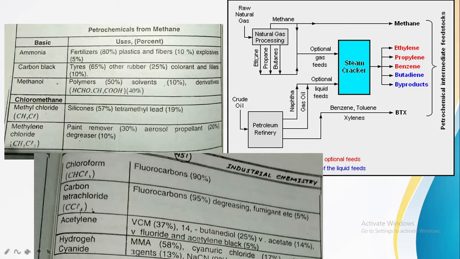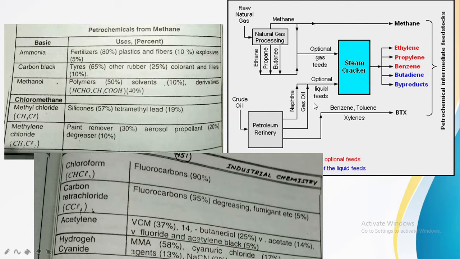So this is the raw natural gas, which is going to be processed into ethane, propane and butanes. These are going to be converted into optional gas feeds, and the steam crackers are going to treat them. Afterwards ethylene, propylene, benzene, butadiene and byproducts are formed. With the help of the petroleum refinery, naphtha, oil gas and liquid feeds are also options for steam cracking.